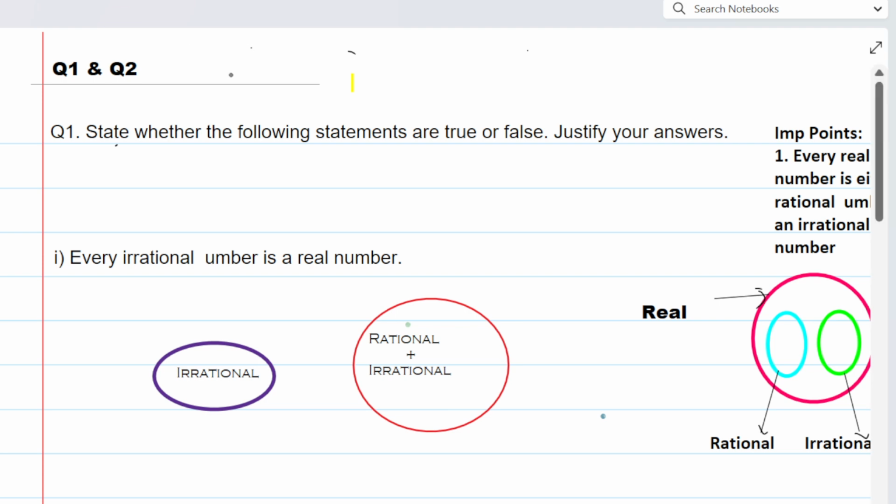Every rational number, can you see this? Every rational number is a real number. What do you think? Every rational number is a real number. Is it true or false?